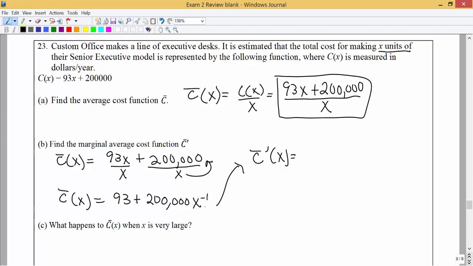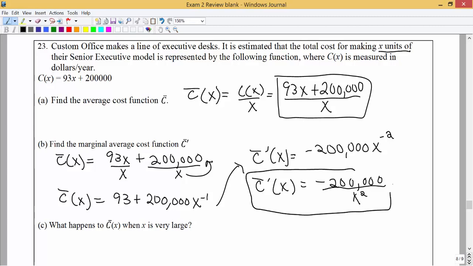For the second term, we're going to use the power rule. -1 multiplied times 200,000 is -200,000 times X, and we're going to reduce the power by 1. I'm just going to rewrite this to have only positive exponents. So there's our -200,000, and I'm going to bring that X squared back down to the bottom.